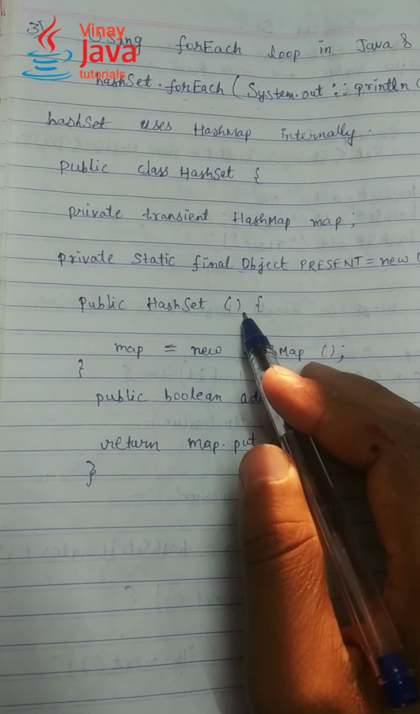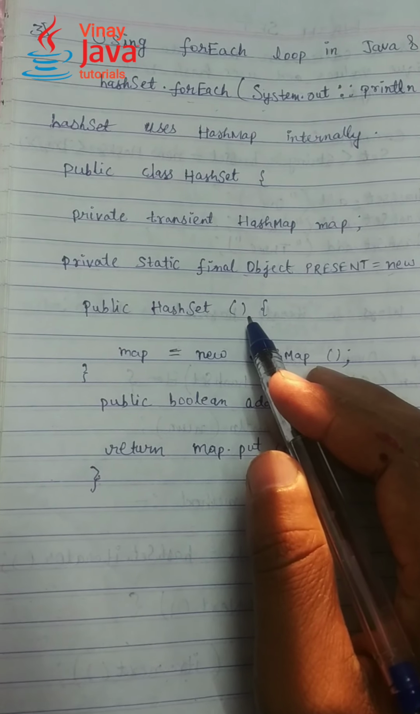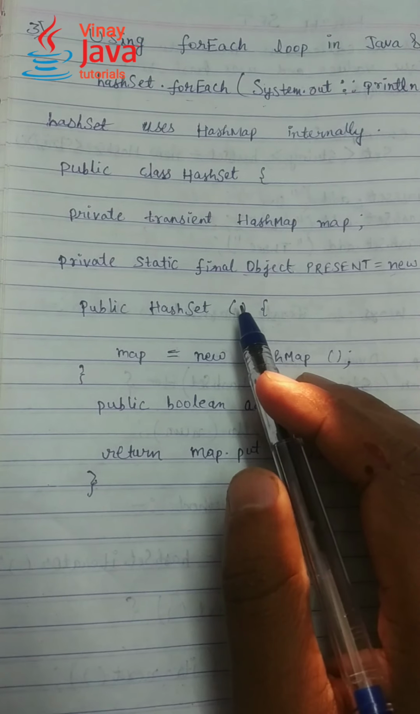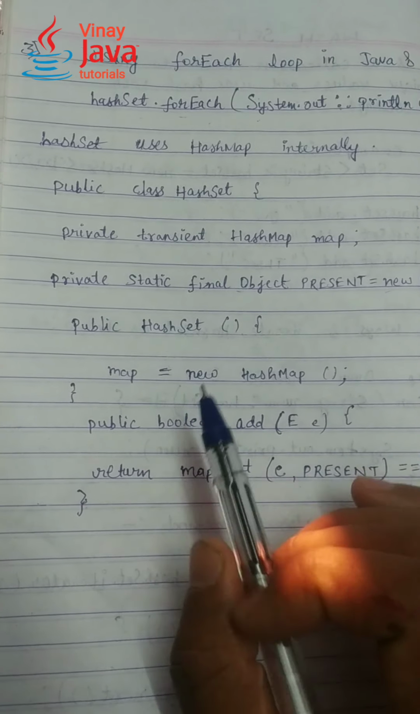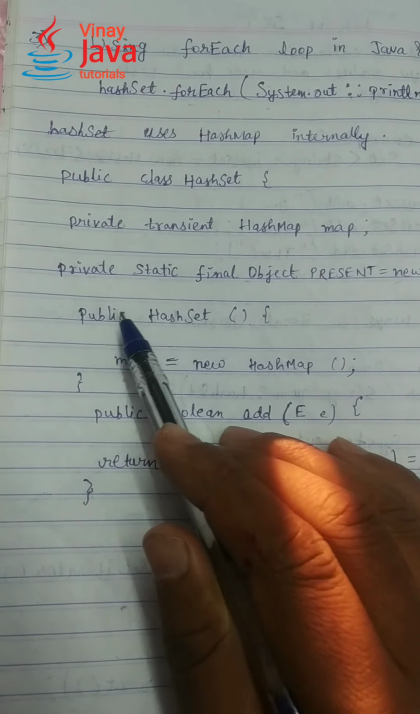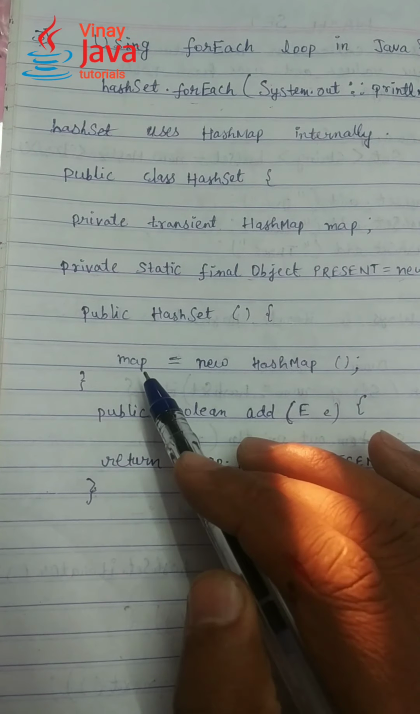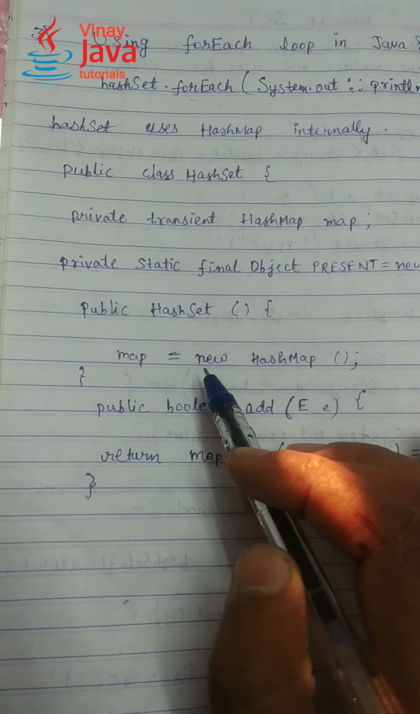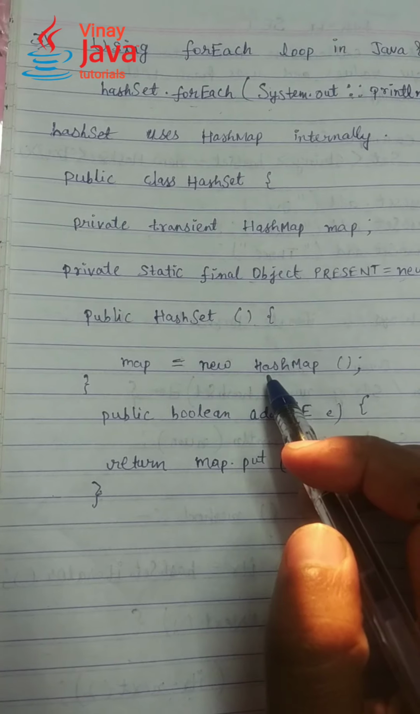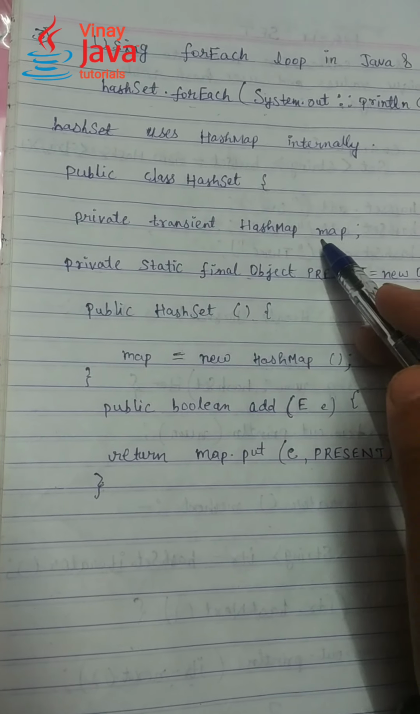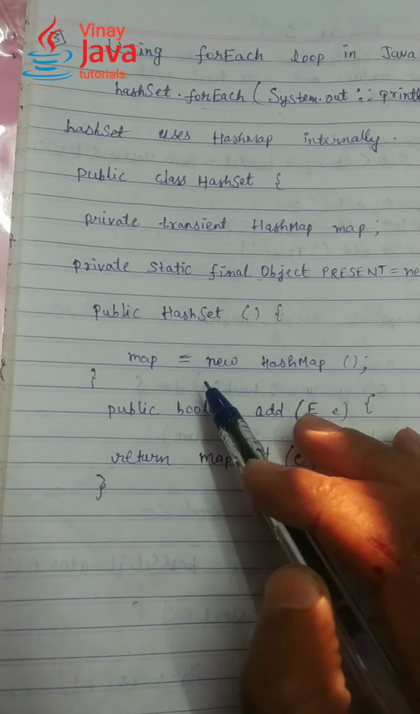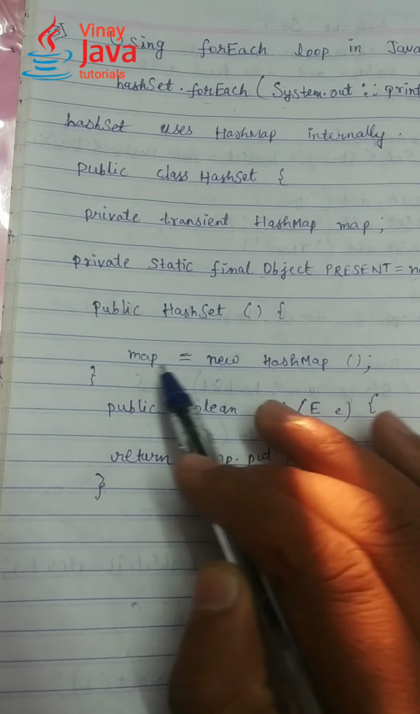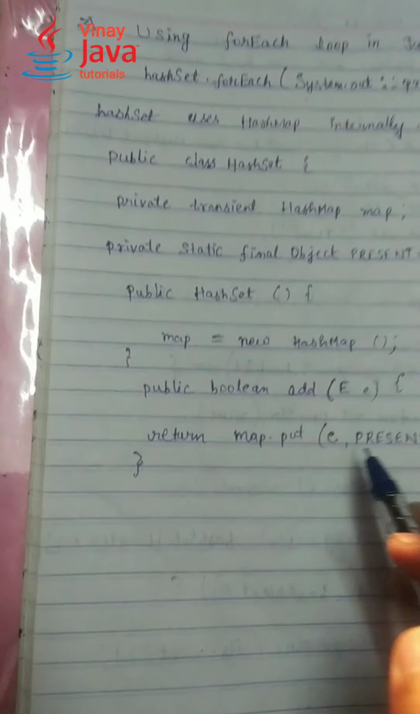So this hash set is the constructor. When we create the object of hash set, the first constructor is called while creating the object. So public hash set constructor. Inside this constructor, I have created the object of hash map, which is this map. Here it is just a variable, but now using the new operator I have created its object.